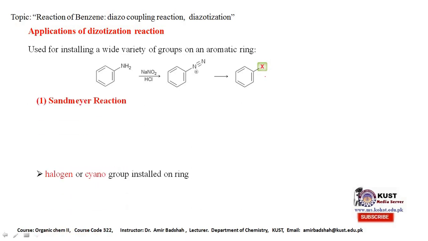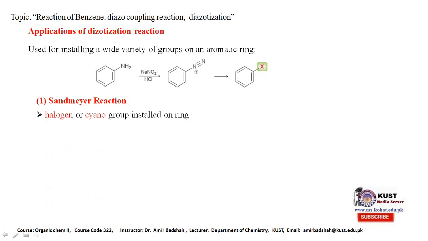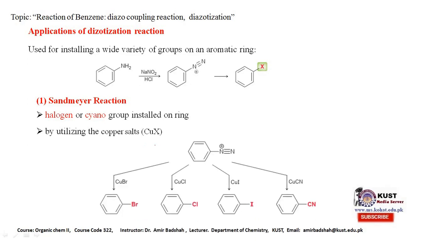For example, the first one is the Sandmeyer reaction. In the Sandmeyer reaction, a halogen or cyano group is installed over the ring by the use of a copper salt. How is it done? Here direct halogenation, chlorination or iodination is not possible, but it is possible this way, and especially the introduction of the cyano group is very difficult. So it can be done with the help of the diazotization reaction. First, the amino group is diazotized, and then the diazonium group is converted.